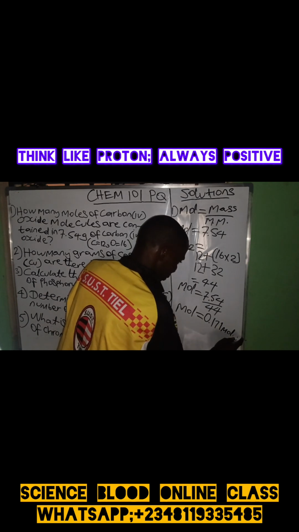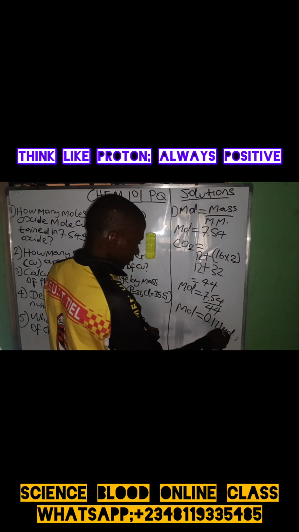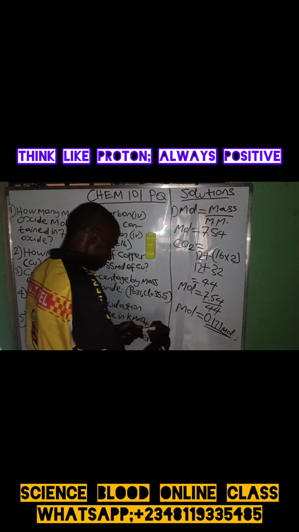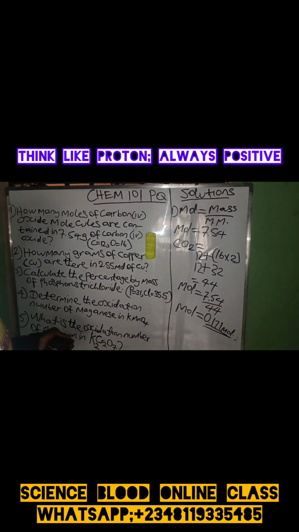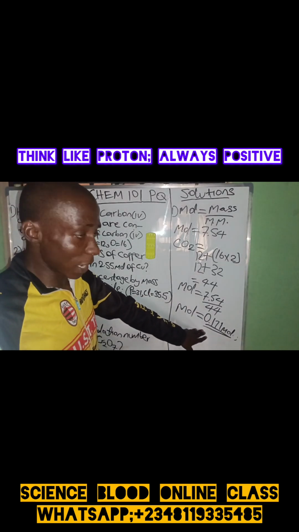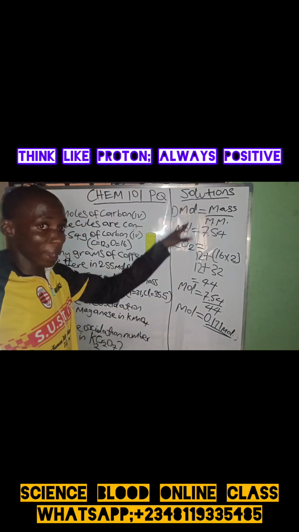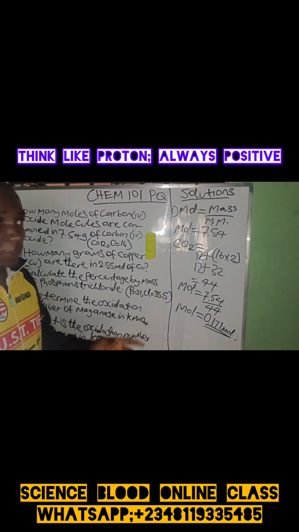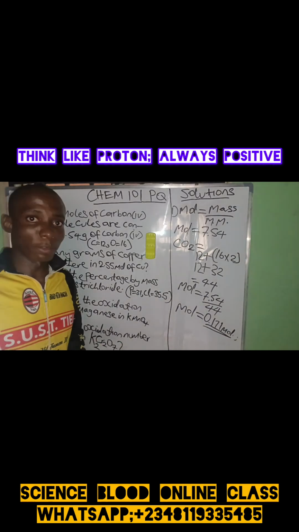moles. Okay, 0.171 what? Moles. So the number of moles of carbon dioxide molecules contained in 7.54 gram of carbon dioxide is the final answer for this question number 1. Please copy it very fast. Let us continue. Don't have much time.